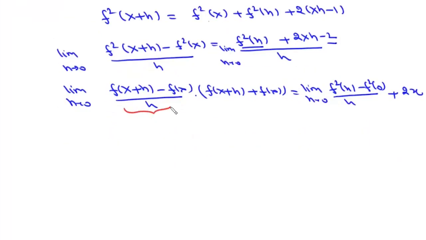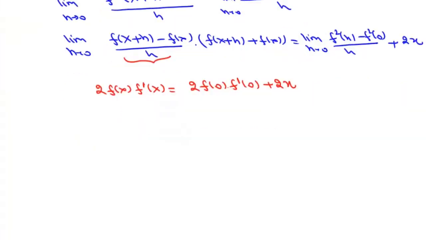Now this is f'(x) and this is simply 2f(x), so it is 2f(x) into f'(x), and here it is [f(h) minus f(0)] and [f(h) plus f(0)]. Now f(h) plus f(0) is 2 times f(0), and then [f(h) minus f(0)] upon h is f'(0), plus 2x. Now this is some constant. We'll cancel this 2 with 2, so we can write f(x) into f'(x) as x plus a.